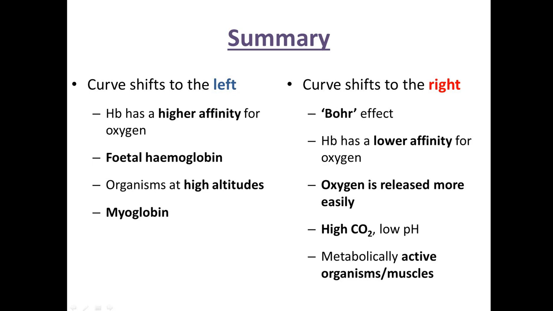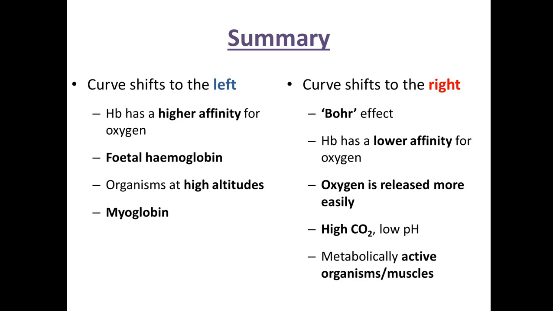If the curve shifts to the left, that means the haemoglobin has a higher affinity for oxygen, so therefore it will take the oxygen up or load the oxygen more easily. An example of something that would have a high affinity would be fetal haemoglobin or organisms at high altitude, because they are more interested in getting as much oxygen as possible into their blood. Another example would be myoglobin.